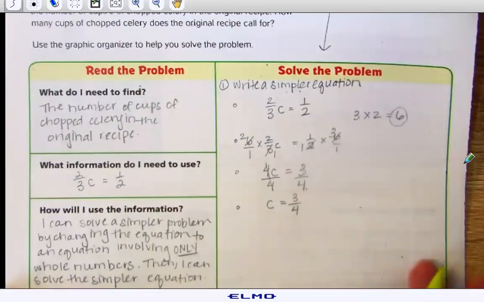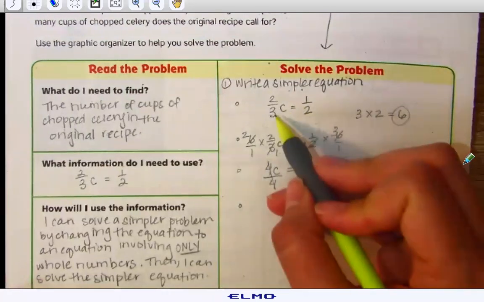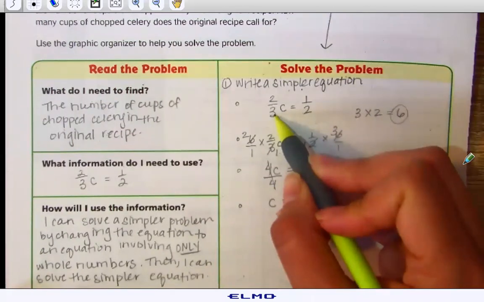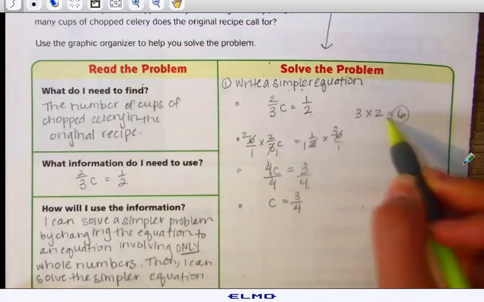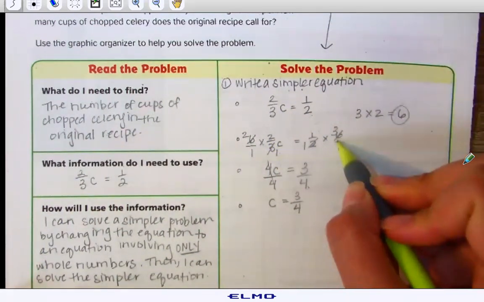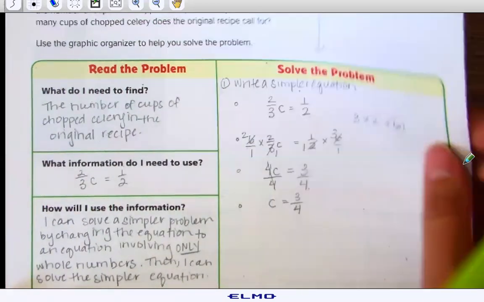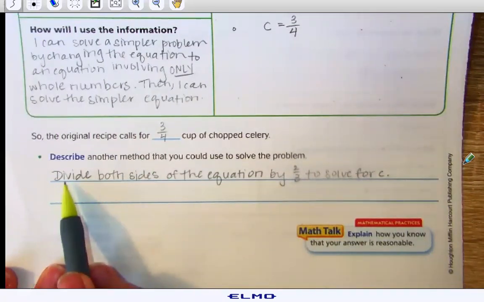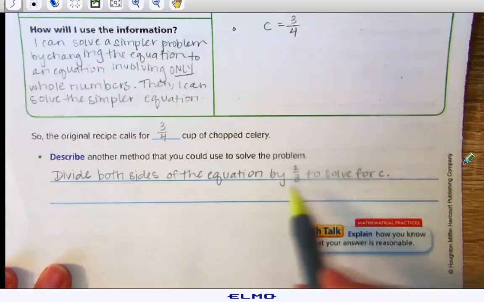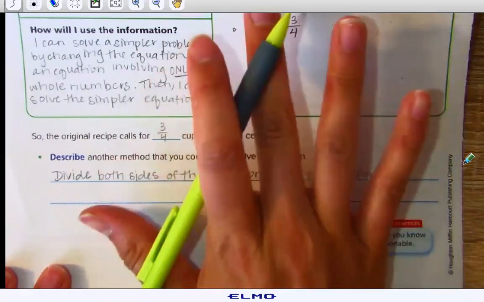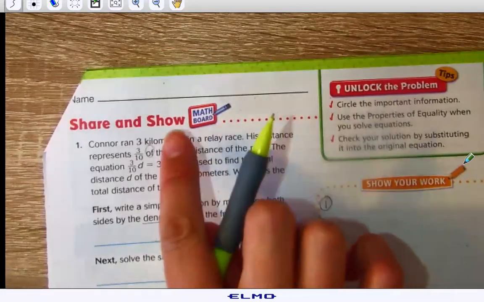Just to review real quick, when you have an equation that has a fraction on either side, you're going to want to multiply the denominators together, and whatever that number is, you multiply those fractions by that number. Okay? All right. Describe another method that you could use to solve the problem. Well, you could also divide both sides of the equation by 2/3 to solve for c, and we're going to try that later. So for now, make sure you're caught up on your notes, and then click the other video for some practice on the share and show.